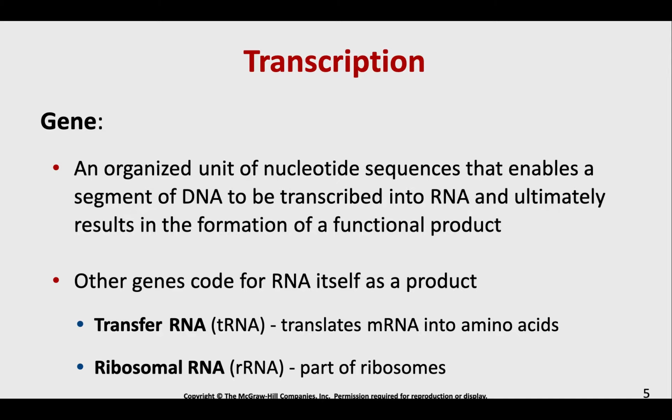Now, typically the final product is a protein, but sometimes that final product is going to be the RNA itself. We can have the mRNA making a protein. We can have the RNA simply being the transfer RNA or the ribosomal RNA. Transfer RNA translates the mRNA into amino acids. We'll talk about this. And then ribosomal RNA is actually a catalyst for forming polypeptide bonds, and it's part of ribosomes.